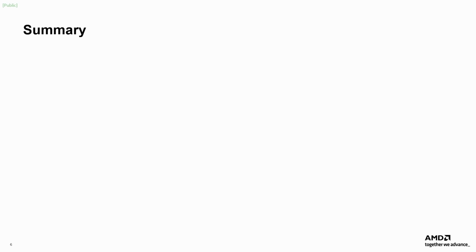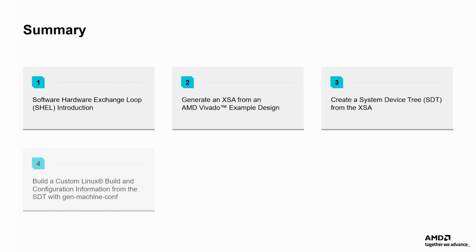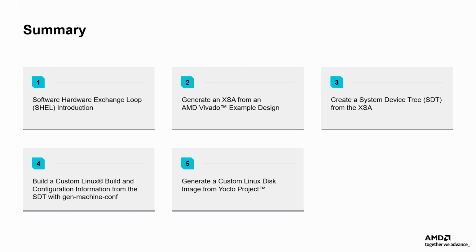In this video, the full shell flow was introduced and demonstrated. Beginning with a pre-built AMD Vivado example design, an XSA was obtained through a makefile. Then, the system device tree was extracted using SDT-Gen. From there, the Linux device tree and BSP for a custom machine was created by referencing a template file for the VEK385. Lastly, bitbake recipes were run inside the Yocto project to get the final products including a boot.bin and EDF Linux SD card image.